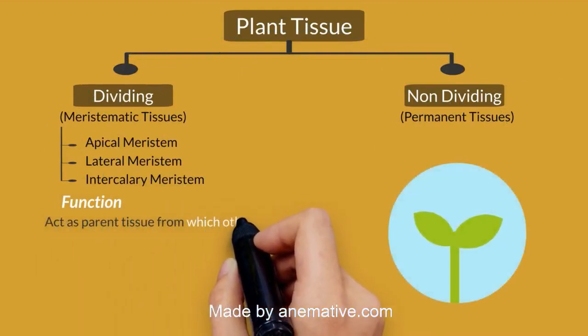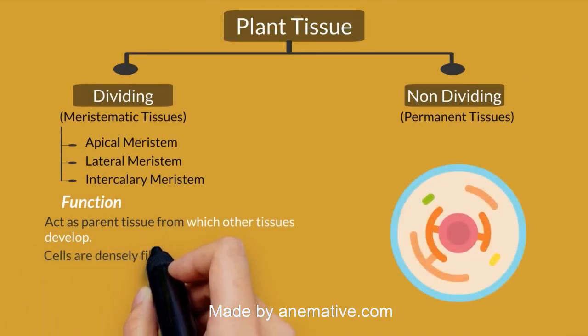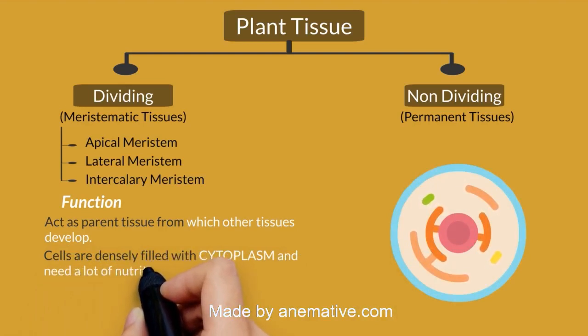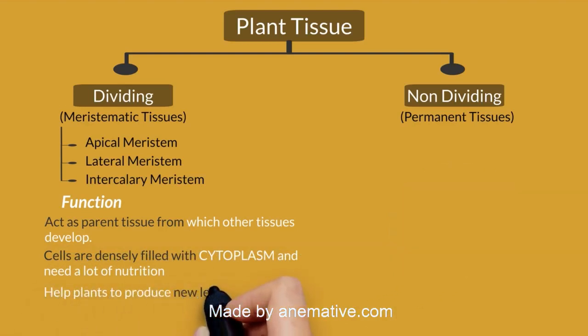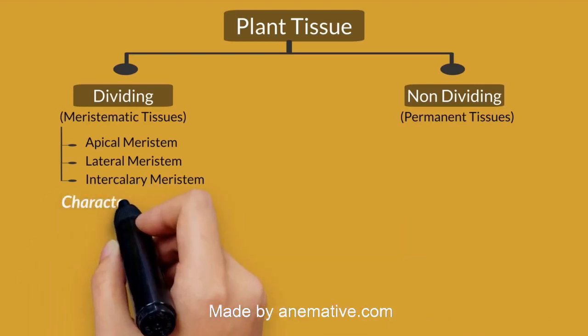Meristematic tissue acts as parent tissue from which other tissues develop. These are very active tissues. The cells are densely filled with cytoplasm and need a lot of nutrition to carry out various functions. Meristem helps plants to produce new leaves, branches of stem, roots, flowers, and fruit.